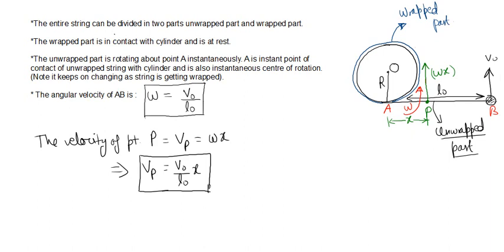Now what is the linear velocity of P? Linear velocity of P can be calculated. It will be omega into x. X is the distance of P from the instantaneous point of contact. So the linear velocity of P will be Vp, which will be equal to omega into x. So the velocity of point P will be V naught by L naught into x.